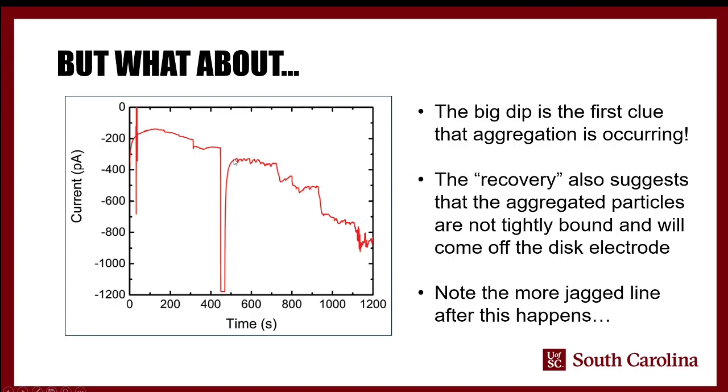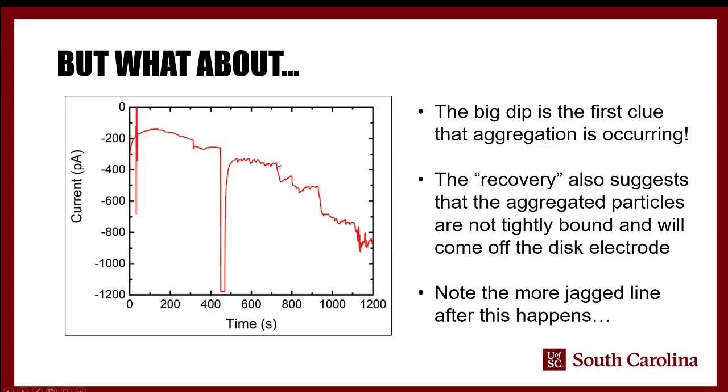And so this tells us a couple of things. First, that either a single huge particle or a mass of particles all hit the electrode at the same time, and it resulted in this massive current spike that you see. The fact that the current came back down, and that it came down functionally as a step, it curves off a little bit here, but there's a huge jump back, suggests that the particles fell off of the disc electrode, and so they were not tightly bound.